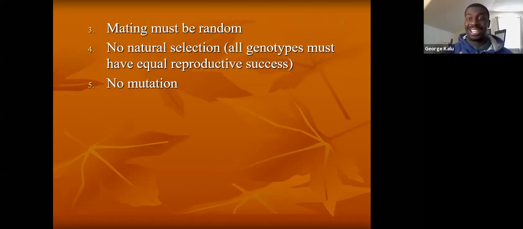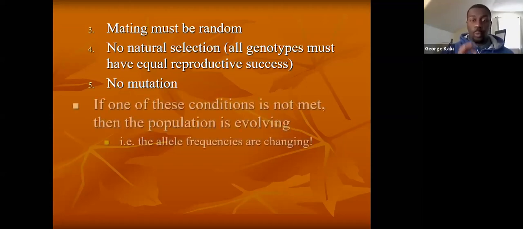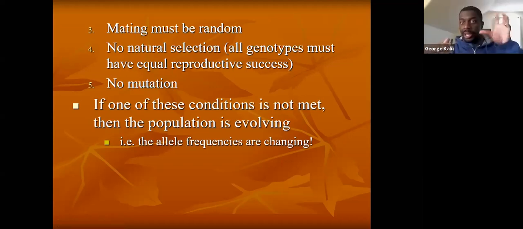For us to see no evolution occurring, all the conditions must be met. If even just one of these conditions is not met, then that tells us that the population is evolving, because the allele frequencies are going to be changing. For example, if you have a mutation, we're going to be introducing a new allele into the population. If we introduce a new allele, all the other allele frequencies are also going to change. If allele frequencies are changing, that's going to lead us to having evolution.